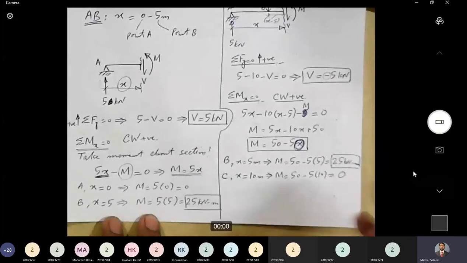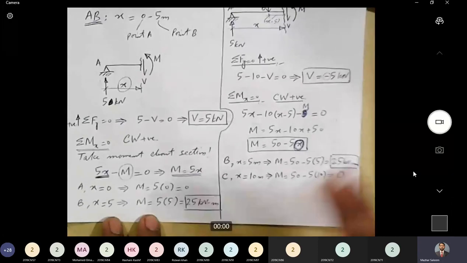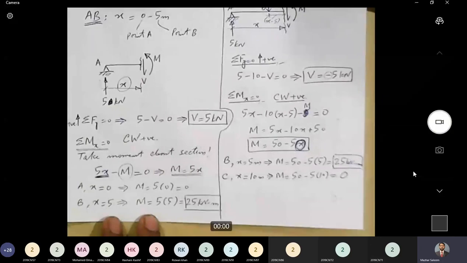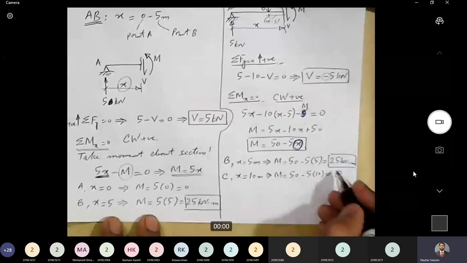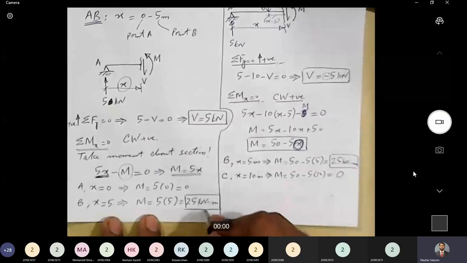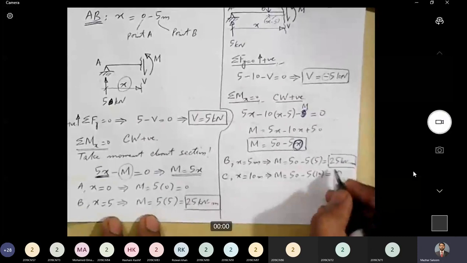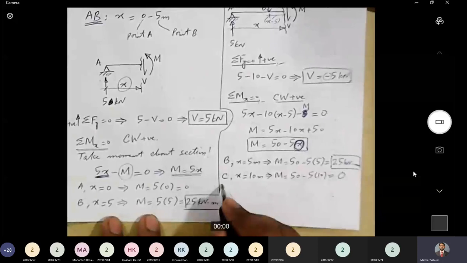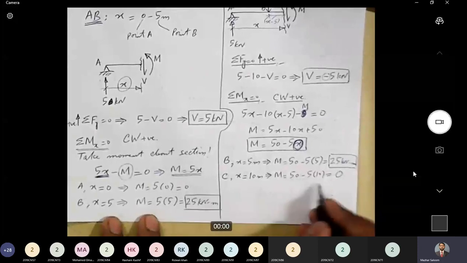In some cases, these two values will not be equal. We will discuss that later on. As a beginner, in the simple problems that we will be considering, the value of moment will always be equal from one segment to the other segment at the same point. Value of moment at point B, 25 kilonewton meter here, and 25 kilonewton meter here. So it makes total sense. At C, the value of moment at C is 0.